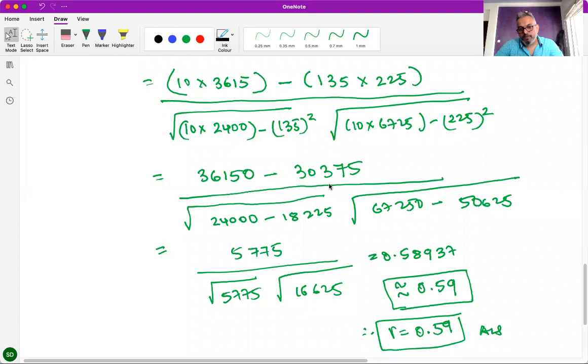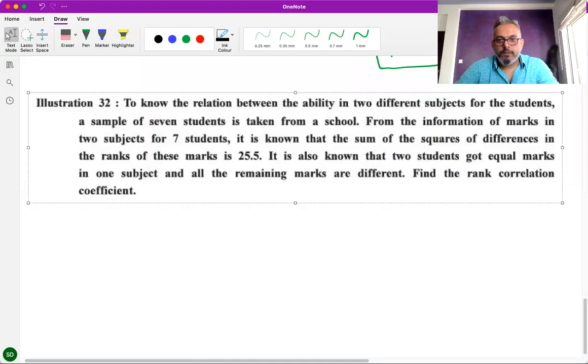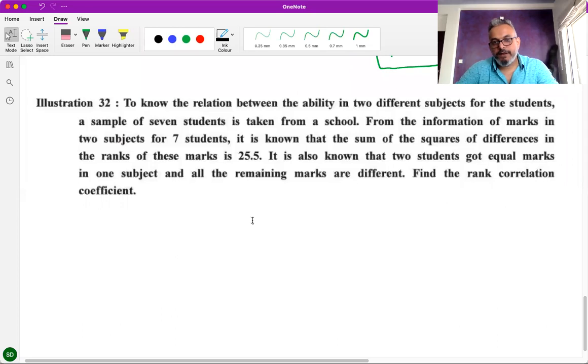Deep, it will be 0.59. Now, to know the relation between the ability in two different subjects for the students, we are going to judge the ability. Ability is a qualitative attribute, a qualitative characteristic.